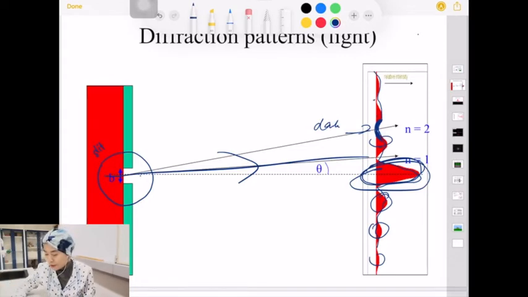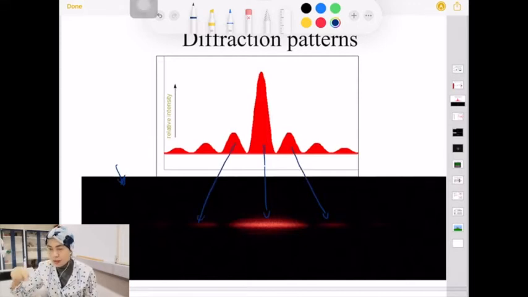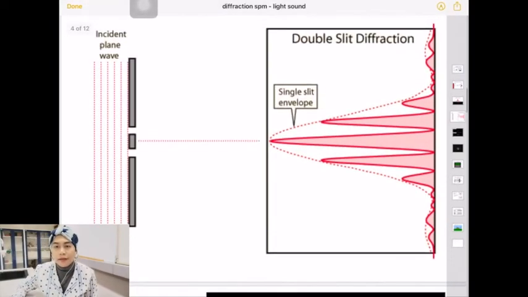So if we rotate this into this, then how you see it in the experiment will be like this. This here is the central maxima, and this is the second band. Usually the other bands are not that visible if the size of your slit is not that small. Okay, so later on you will be learning about interference of wave.